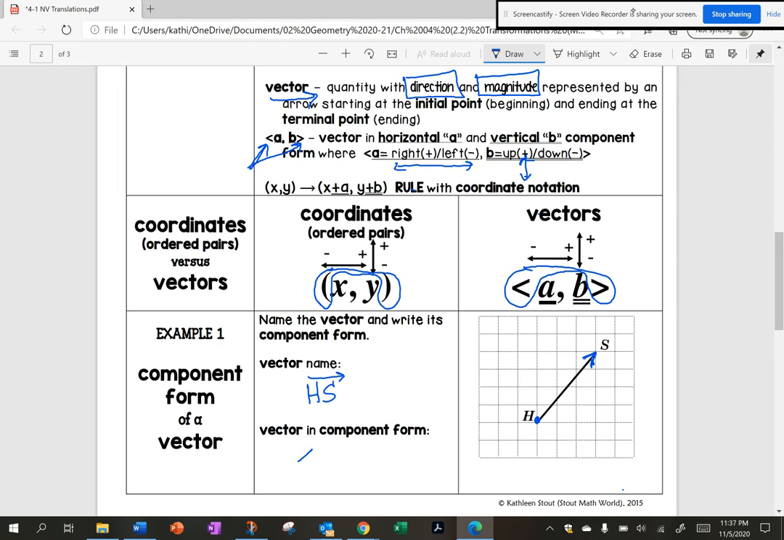And in component form, I start here and I'm going to break it down into a horizontal and a vertical. So I am going +3 to the right and 1, 2, 3, 4, so +4 up. So this is going to be vector ⟨3, 4⟩. So I know I went to the right and I went up. And I always have to start at the initial side, not necessarily the one on the left.